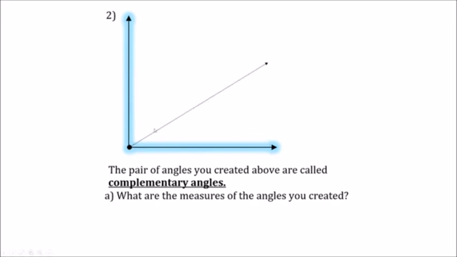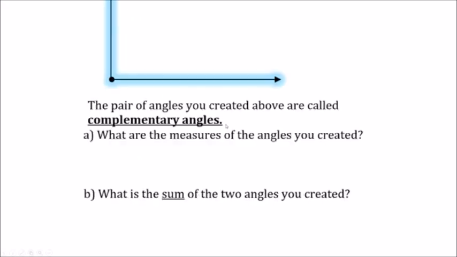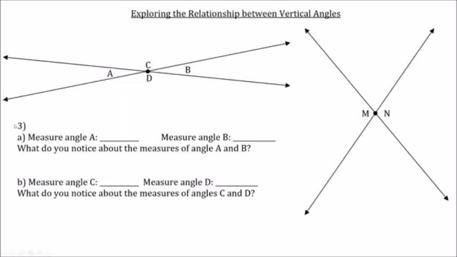Once you have drawn this line, you're going to use your protractor to measure this angle and to measure this angle. Please write the angle measurements on the picture here. Down here, you're also going to write down what the measurements of the two angles are that you created. Then you're going to answer this question: what is the sum of the two angles that you created? Once again, you and your partner might have a different line drawn, so your angle measures for part A will be different, but the sum of the two angles should be the same. Now we're down to number 3.